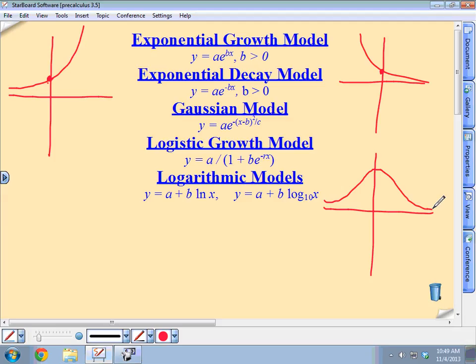And then last but not least are these logarithmic models, and there's 2 of them because we have 2 different kinds of logs. We have the natural log and the common log. The natural log is going to look like that, and then your common log is going to be much more stretched vertically.